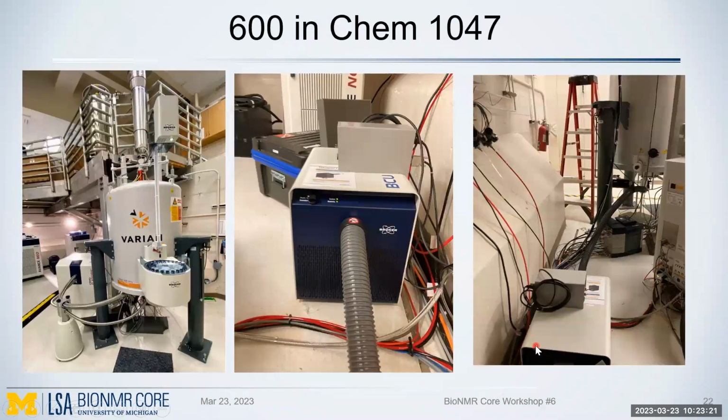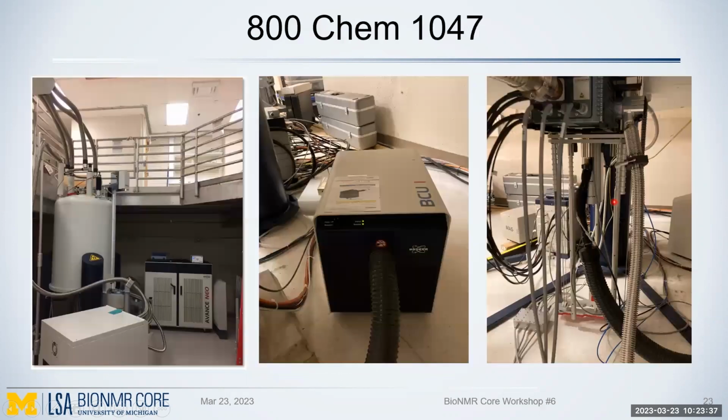For the 600 in KM1047, its BCU unit is located on this right corner, over here. This is called the BCU1, and it provides cooling gas to the probe. The 800 has a similar or the same BCU chiller located on the very left, here, which also provides the cooling gas to the probe.